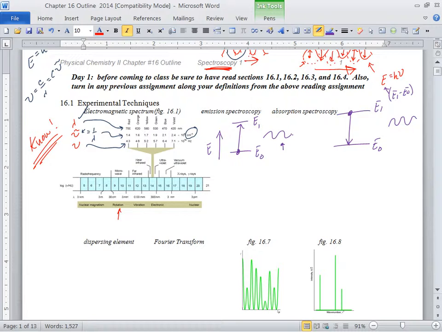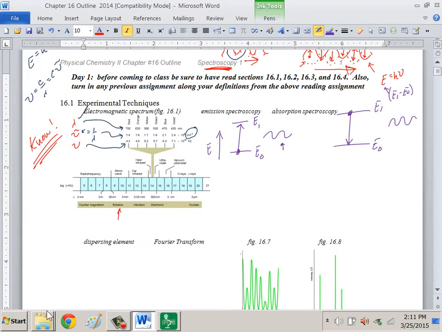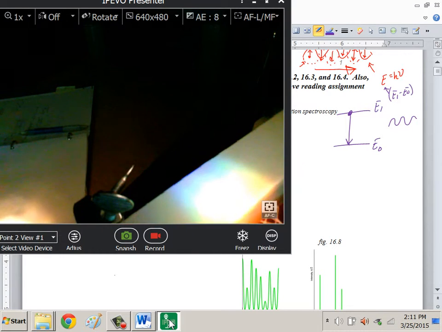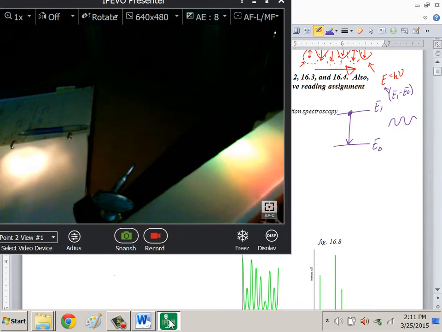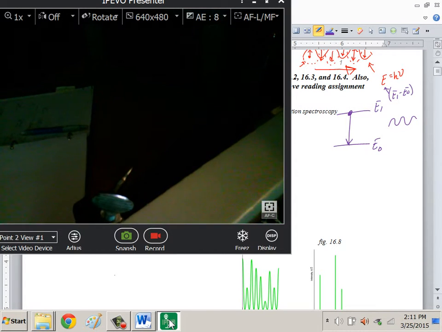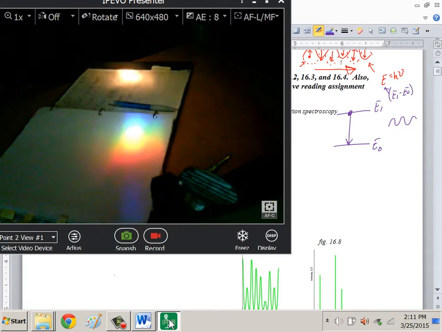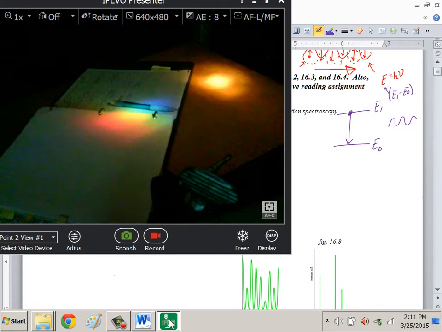How do you get just, say, red? We need red. How do you get just red out of here? You use a, what is this called? Dispersing element. Okay, well, we never use the word dispersing element. We use the word what? Gradient, right? Okay, here we go. Ooh, there's a gradient, right?